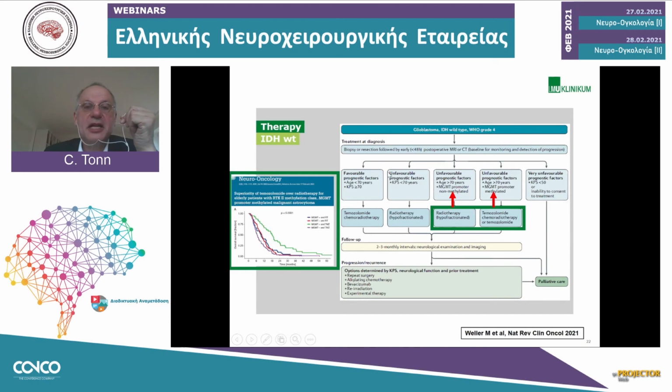How about patients with an unfavorable prognostic factor? So they are non-methylated and they have a bad Karnofsky. These patients, as Stefan Grau already mentioned for the patients with brain metastasis, here the Karnofsky is the key player, also putting these patients into a group which should undergo radiotherapy only in a hypofractionated way.